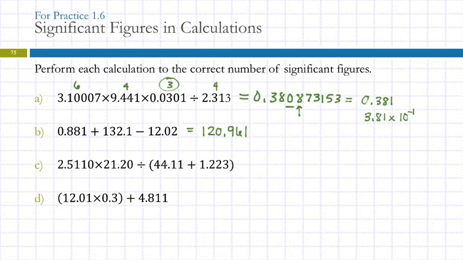For adding and subtracting, we count decimal places. This one has 3 decimal places, this one has 1 decimal place, and this one has 2 decimal places. So 1 is the smallest number of decimal places, so I need to round this to 1 decimal place. The next digit, the decider, tells me I need to round this up.